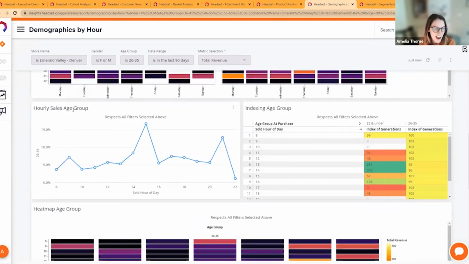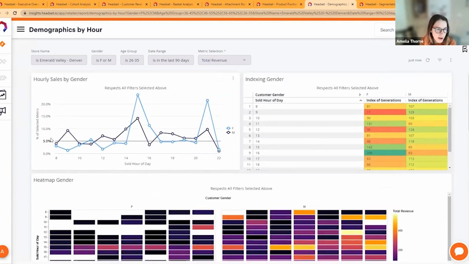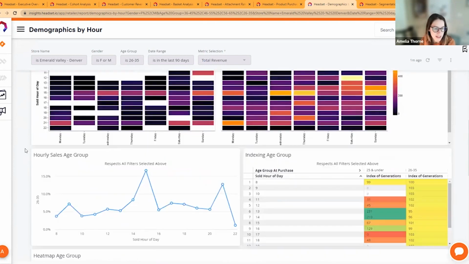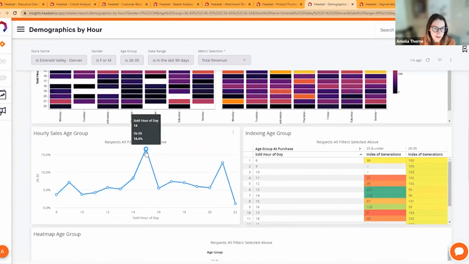Yeah, and then down here, the hourly sales by age group, we can see when these guys are coming in. How is this different from hourly sales by gender? Oh, sorry, this is by gender and this is by age group. So the specific millennial age group is coming in, same situation, 3 p.m.